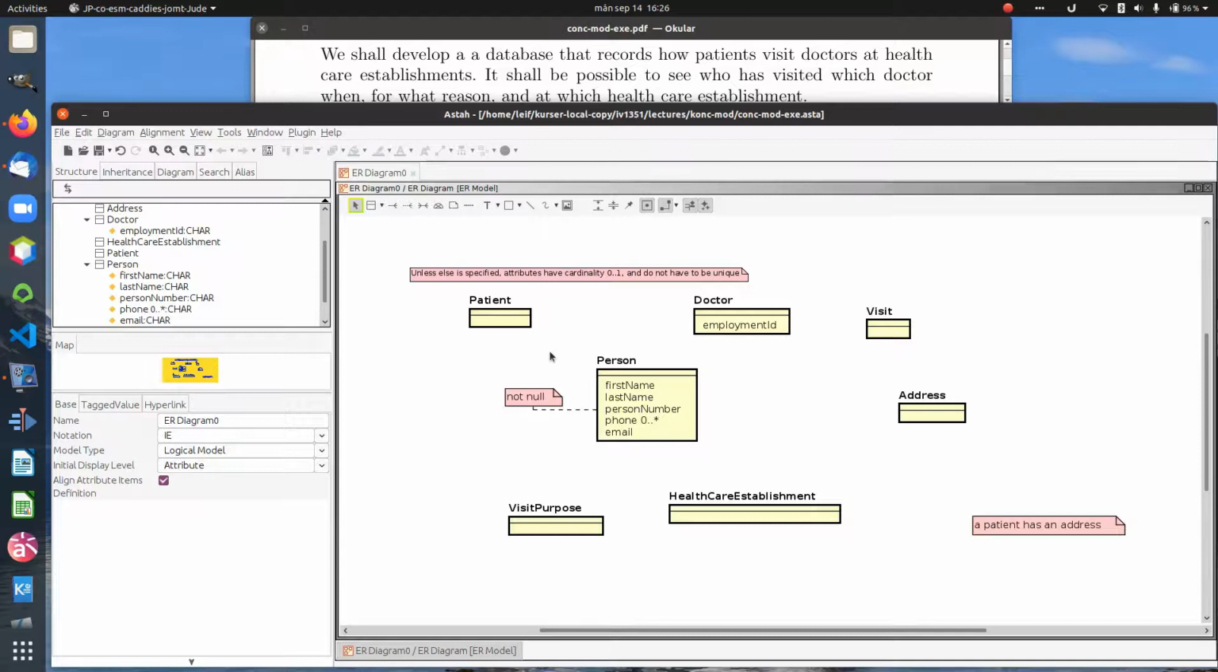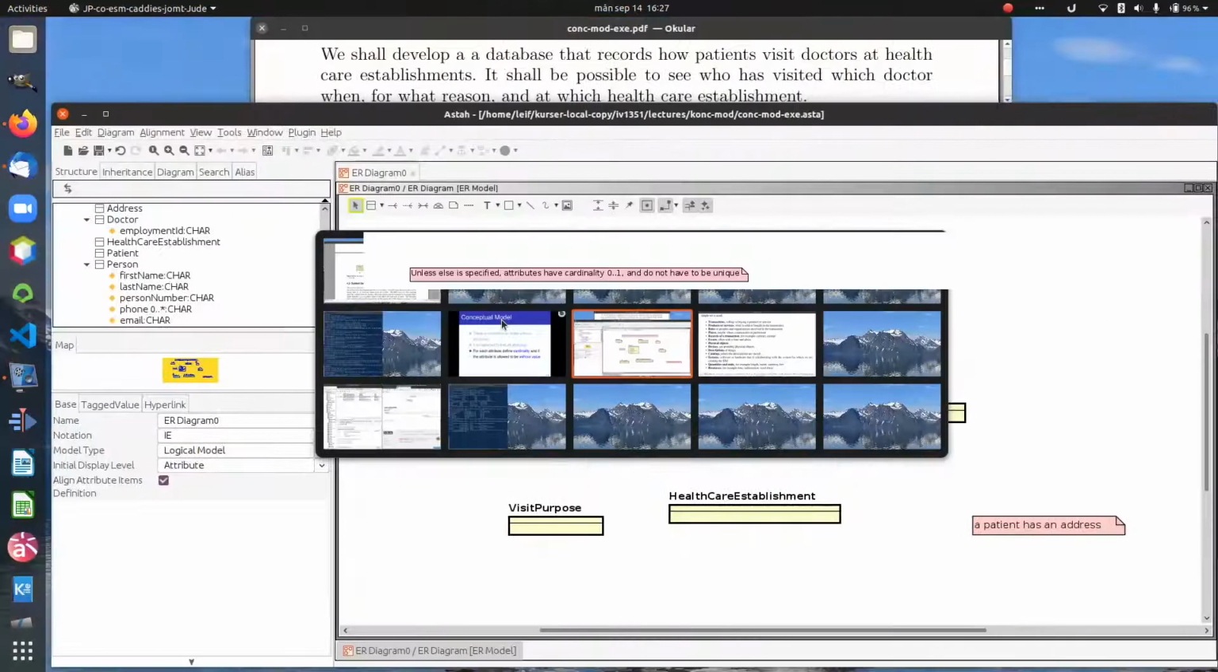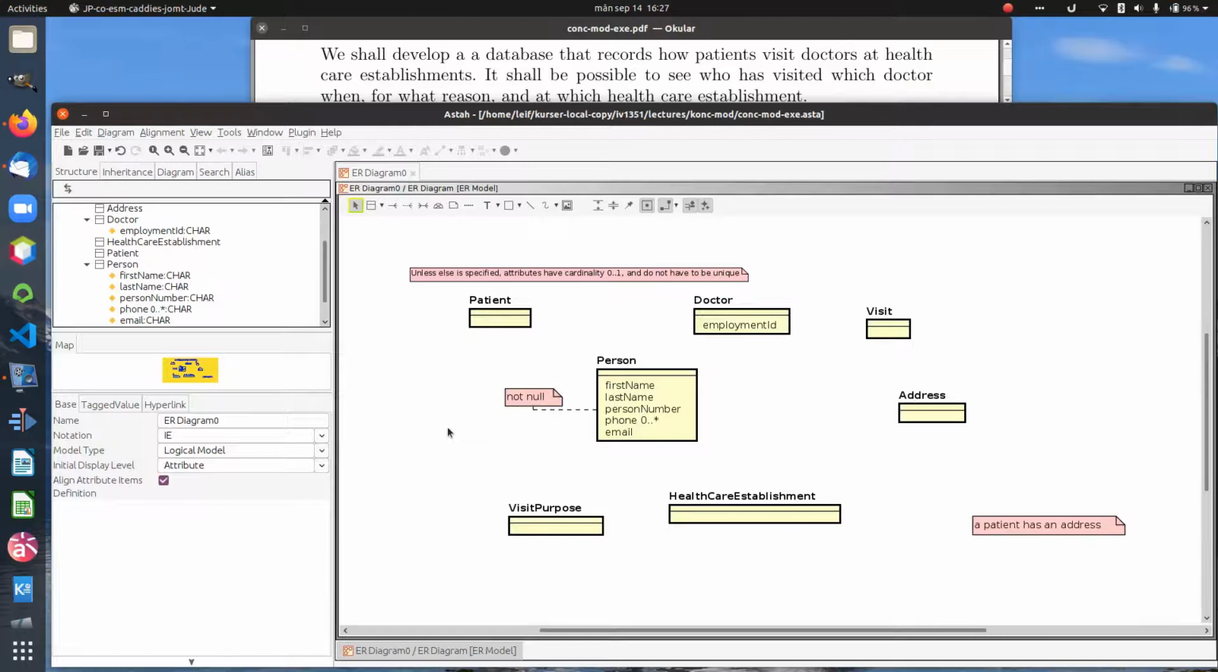Okay, so now the question is, the patient is empty, and we don't want, as was stated, no point in an entity without attributes. So does the patient have any attributes, or can we remove the patient completely? Does the patient have some kind of patient number? Probably not. Probably there is just the person number.